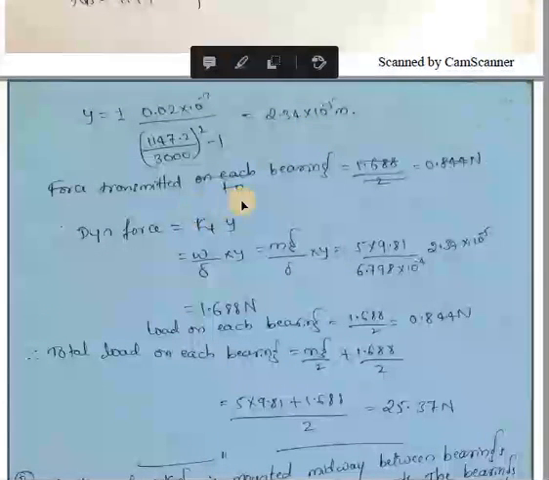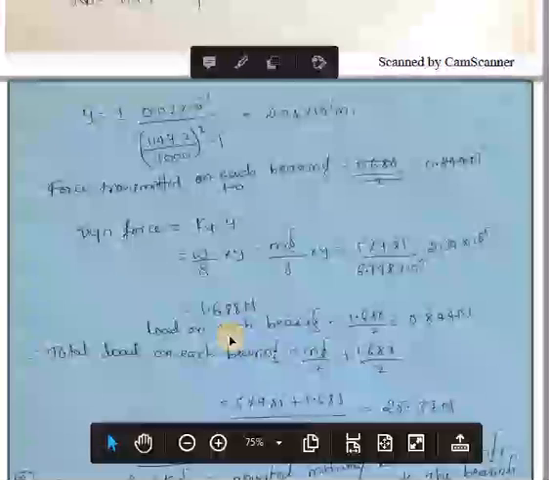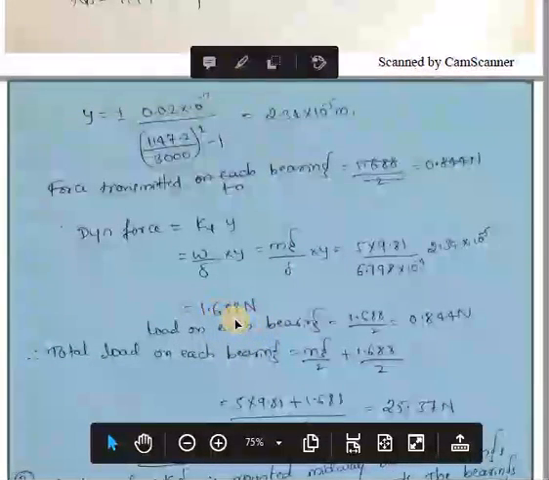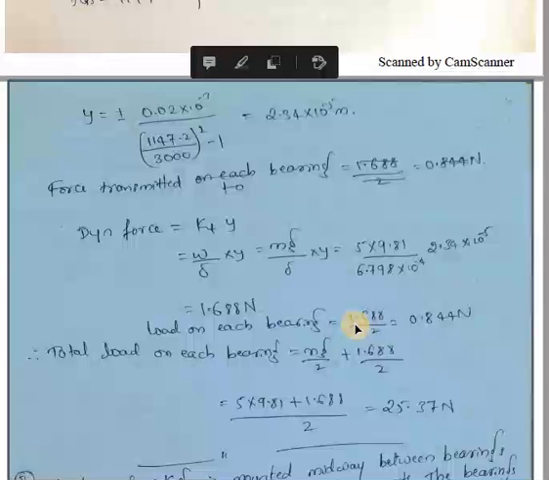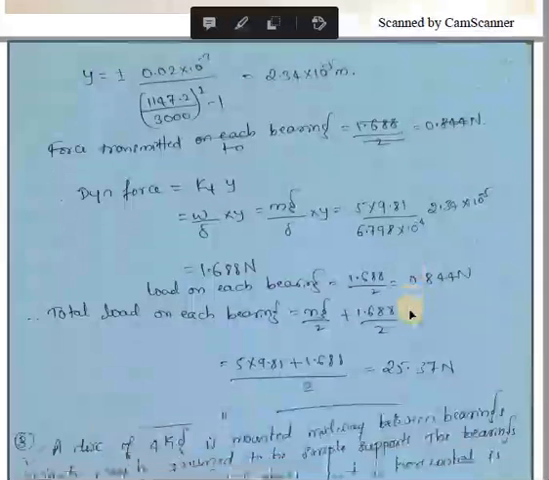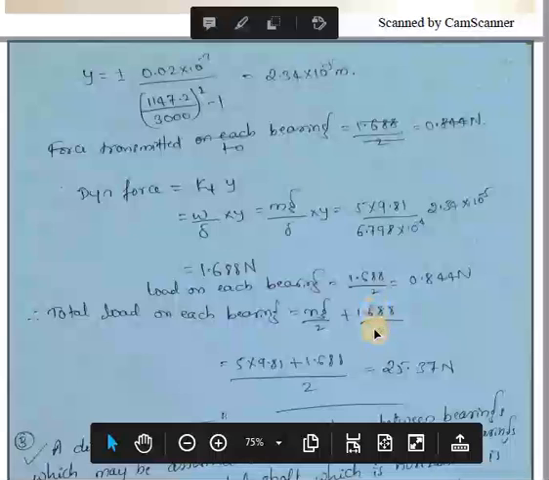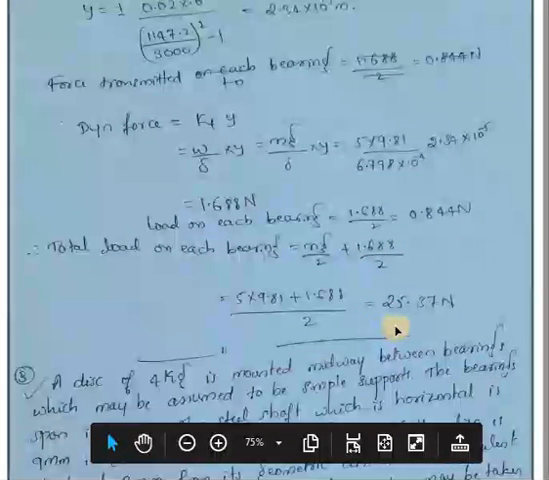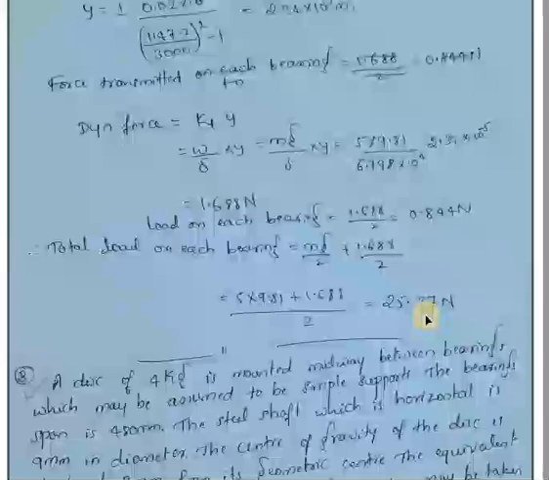Now the force transmitted to the bearing can be calculated as, first the dynamic force will be kT into y, where this kT is W by delta and y you have calculated. So substitute all these values, you will get dynamic force as 1.688. Then the load on each bearing he has asked. So this is the total load, so each bearing means half of that. 1.688 divided by 2 will be 0.844 Newton. Then the total load on each bearing will be mg by 2 plus this load on each bearing. So it will be 25.3237 Newton.